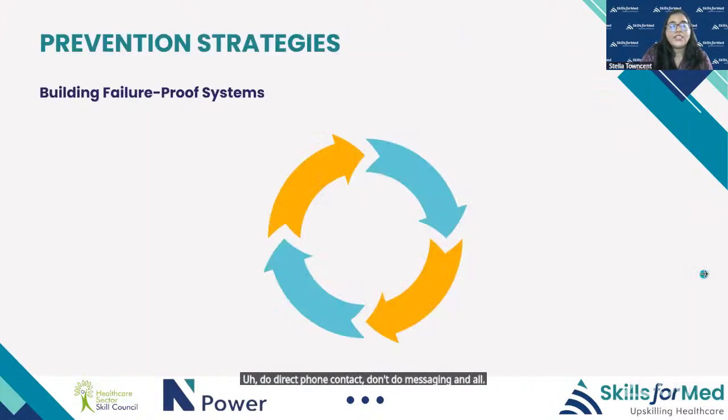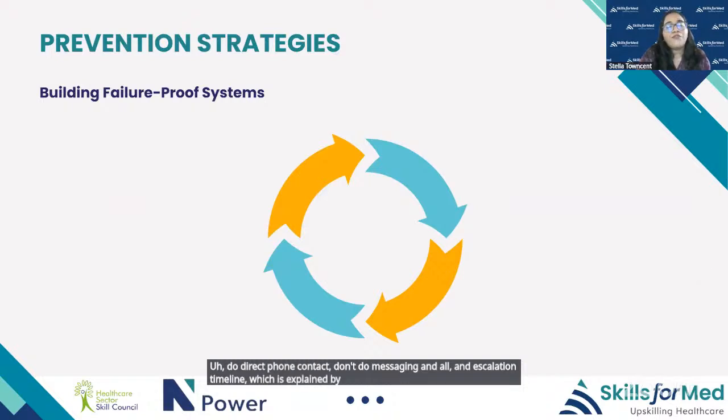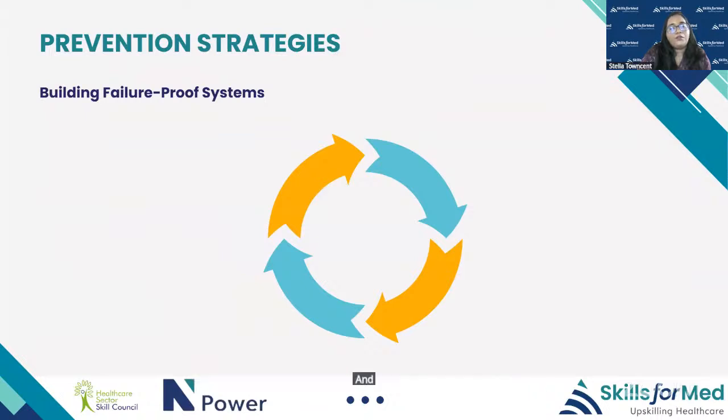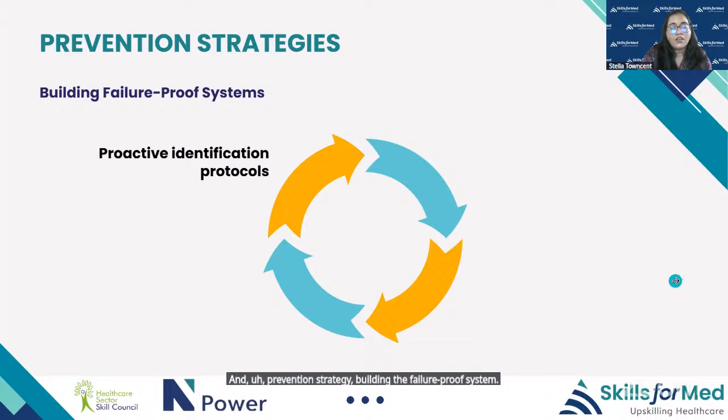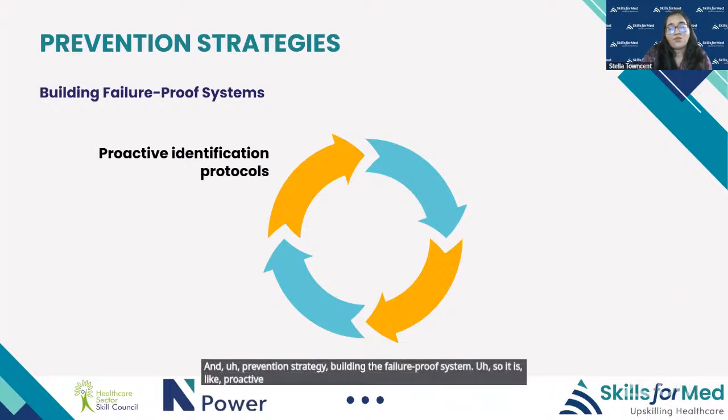And the escalation timeline, which was explained by the doctor, is a 15 minute escalation timeline. And prevention strategy: building the failure-proof system. It is like a proactive identification protocol. For example, you should have a system-wise change. You can implement the MEWS chart in your organization if you are not following it, and you can follow the SIRS criteria and escalation protocol. Such changes and revising the protocol in your organization will help.